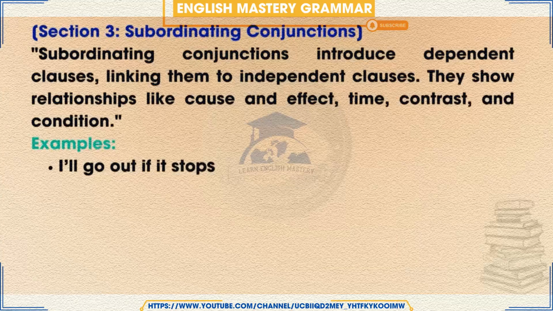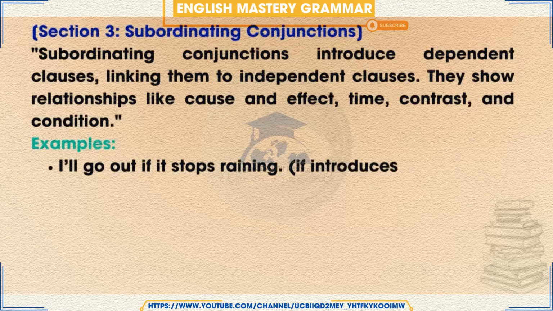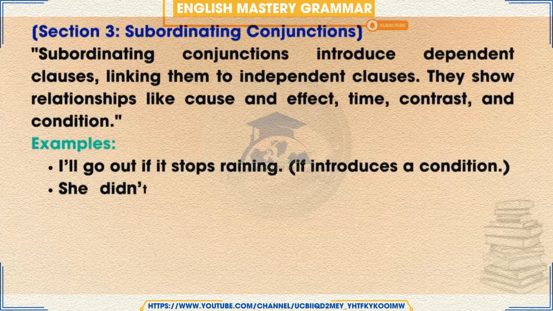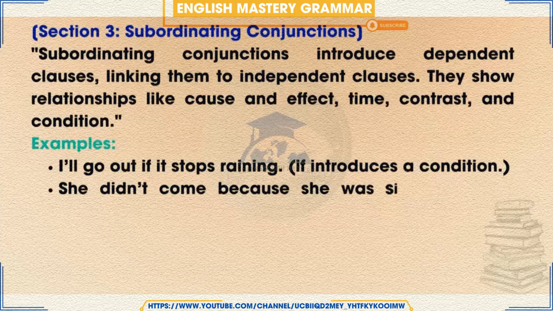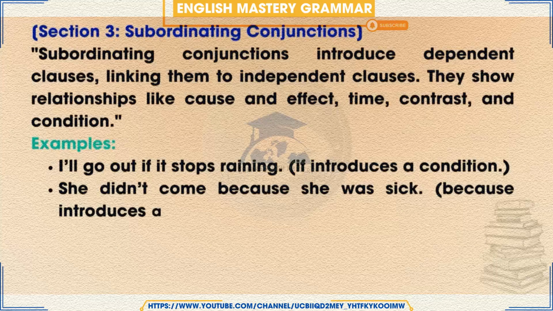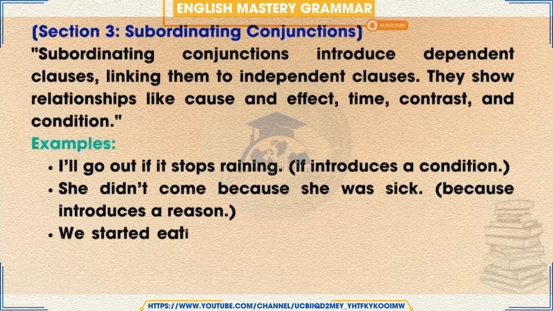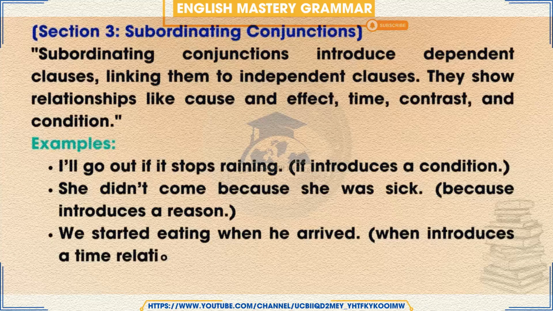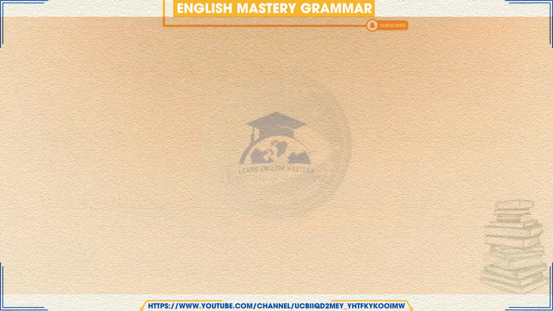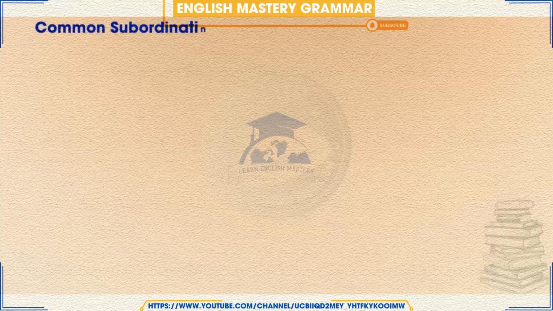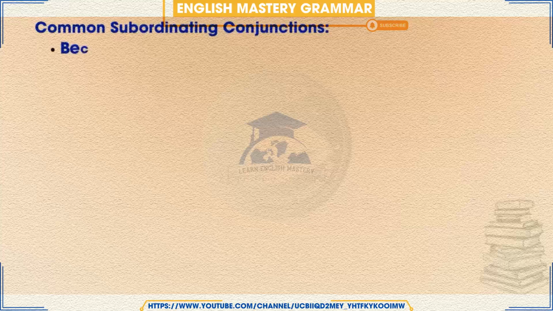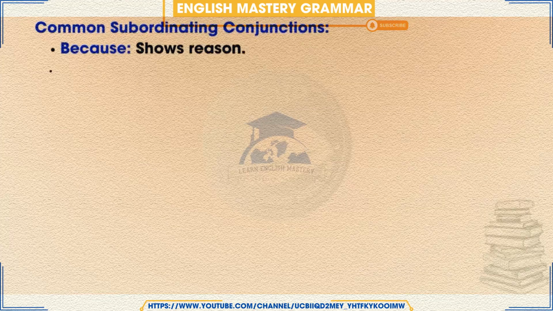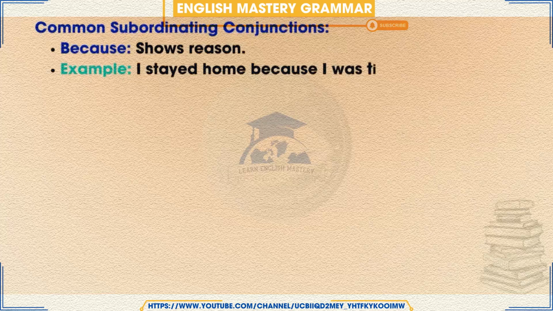Examples: I'll go out if it stops raining. If introduces a condition. She didn't come because she was sick. Because introduces a reason. We started eating when he arrived. When introduces a time relationship. Common subordinating conjunctions. Because shows reason. Example: I stayed home because I was tired.